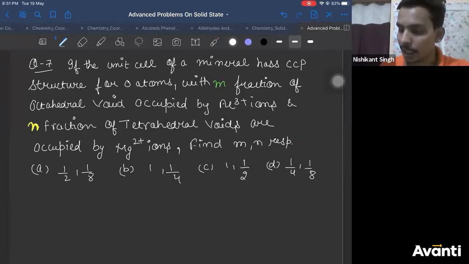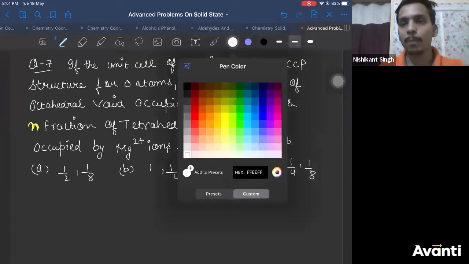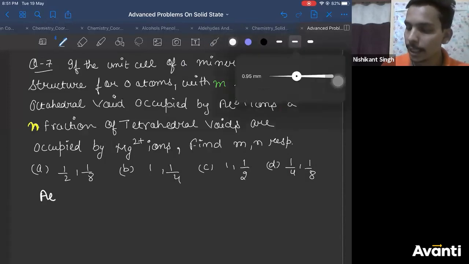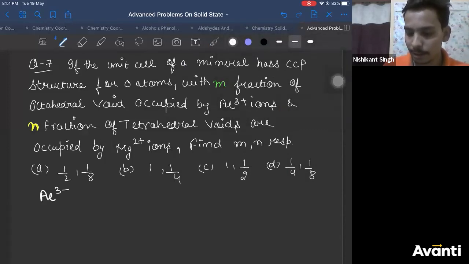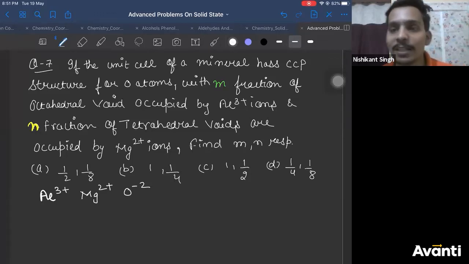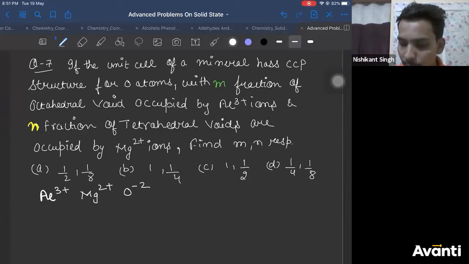Now this compound is made up of what? Al3+, Mg2+, and oxide ion. Right? Now you can pick your numbers according to charge balancing. According to charge balancing, total positive charge should be equal to total negative charge. This is one total compound.